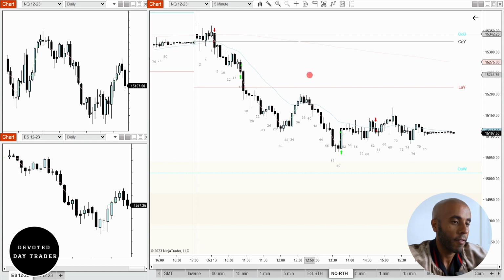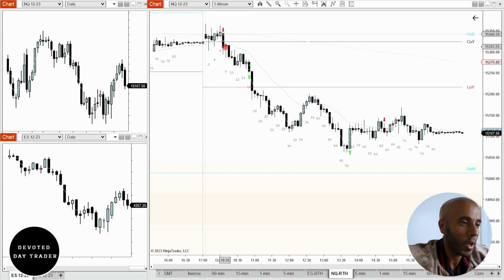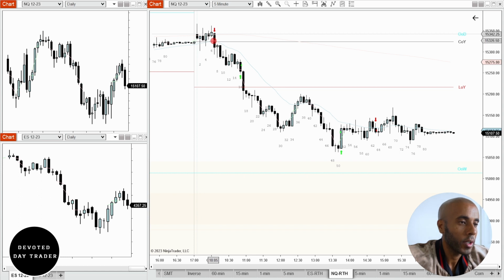So this is a 5-minute chart. The platform is NinjaTrader. This is a 5-minute chart of NQ. I went short here, took profit there, and then towards the close of the day, I went long here and I pretty much got out for break even with a couple of points of profit. And I'm going to go over these two trades and why I took the trades.